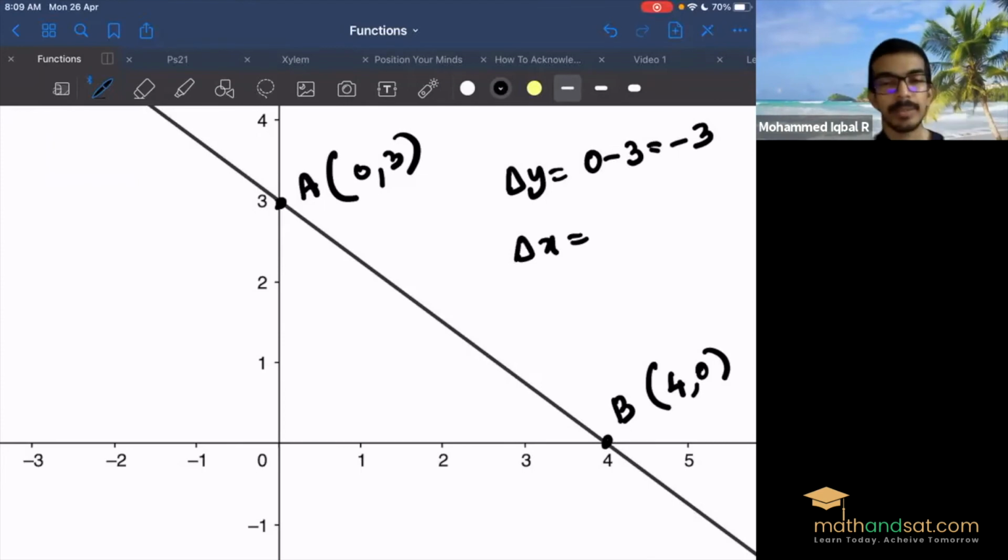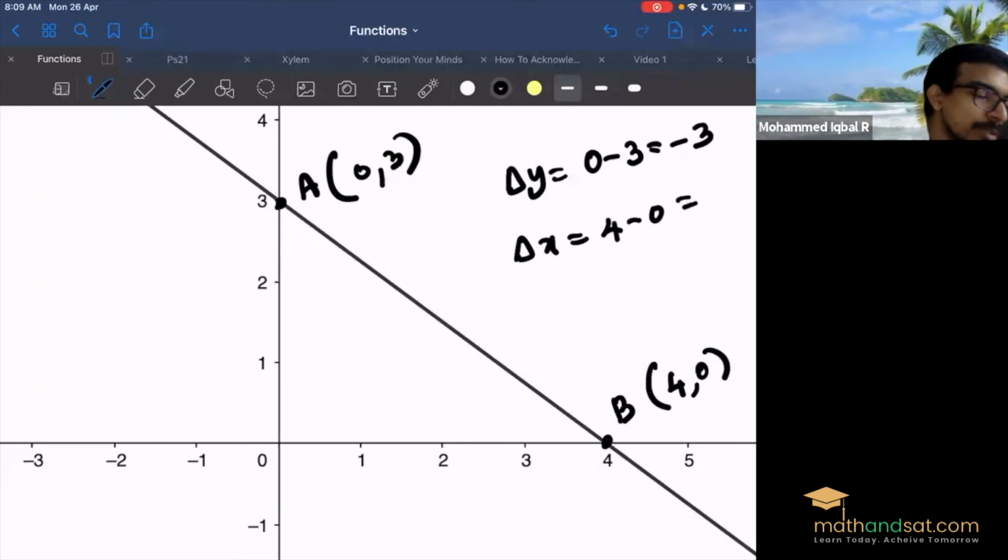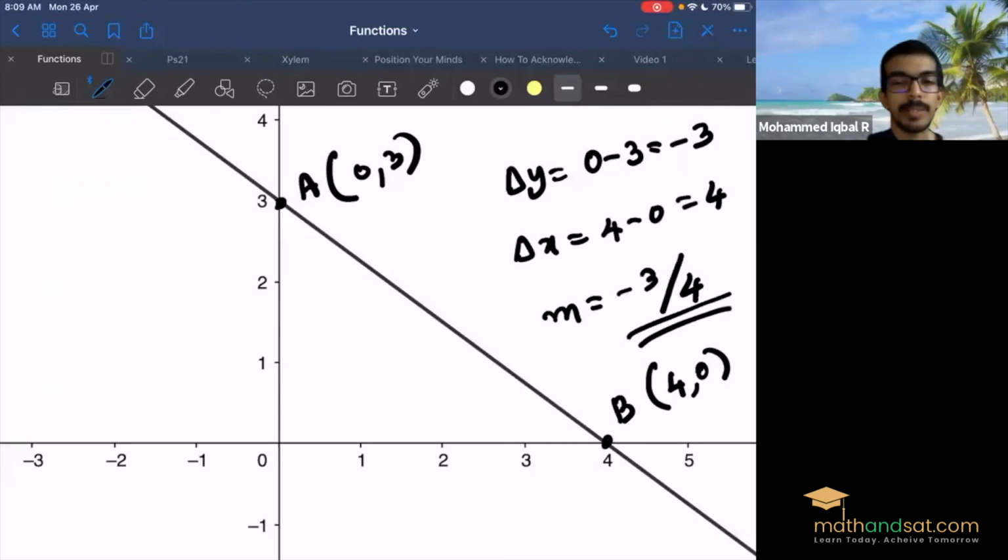Delta x is the change in x, or the horizontal change. When you're going from A to B, your change in x is positive because the value is increasing, right? It's going to be 4 minus 0, which is 4. Slope will be minus 3 over 4.